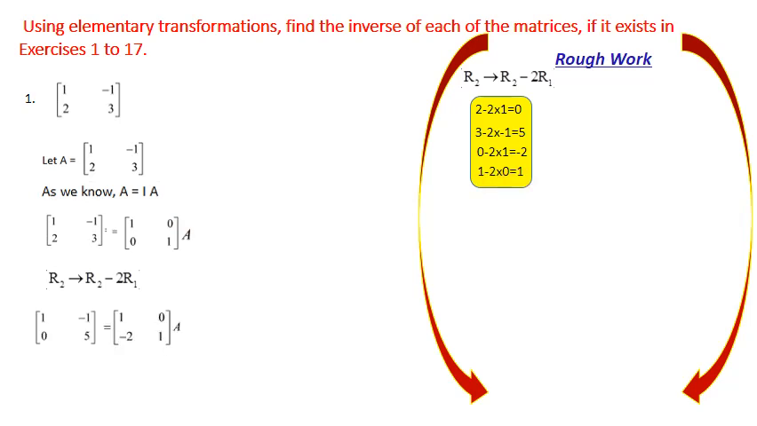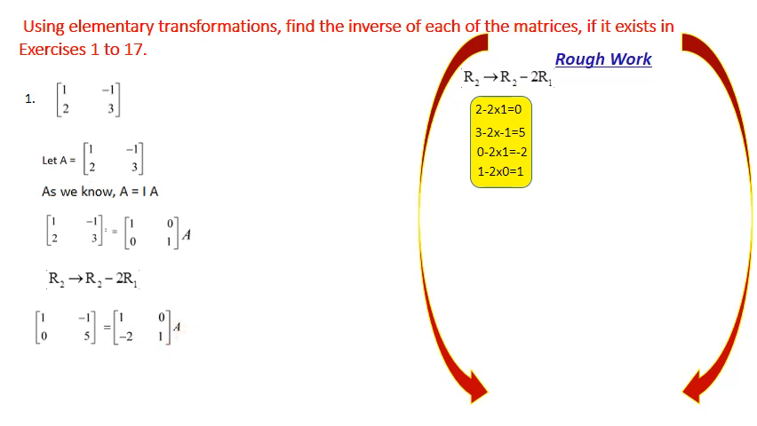So we have to rewrite the matrix like this. The first row remains the same, 1, minus 1, and in row 2 the 2 and 3 change to 0 and 5. On the right side, 1, 0 remains the same on the next matrix, and the row 2 elements 0, 1 change to minus 2 and 1. So this minus 2 and 1 come here, and A remains the same.